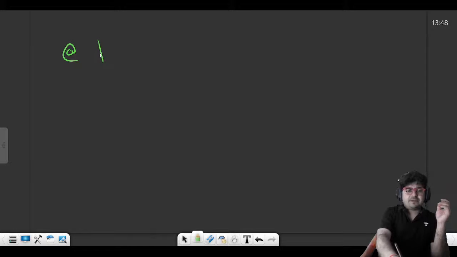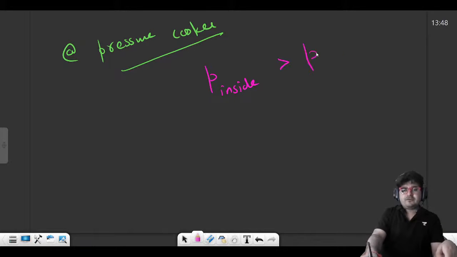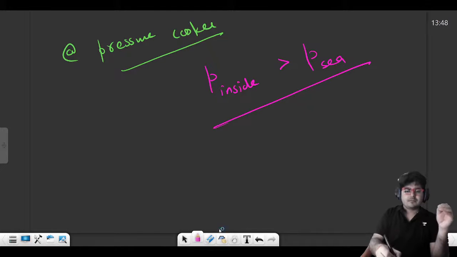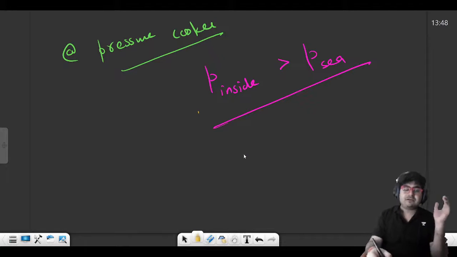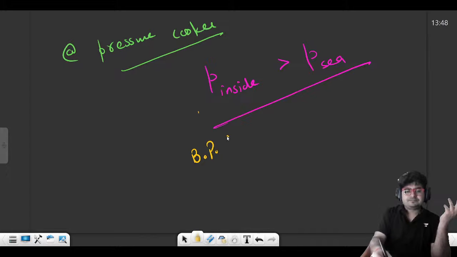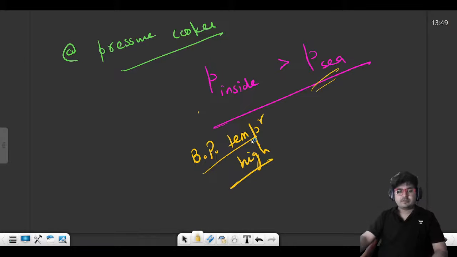ठीक है, बट अगर हम बात करें प्रेशर कुकर, so at pressure cooker you can understand pressure inside the system, pressure inside the cooker will be greater than that at the sea level. ठीक है, why? Because inside the pressure cooker vapors are getting formed, steam is getting formed, and due to the steam the pressure will rise. So inside the pressure cooker total pressure will be high, so obviously the boiling point temperature will be high as compared to that at sea level. So boiling of water will occur at high temperature than that at sea level, normal boiling point temperature.